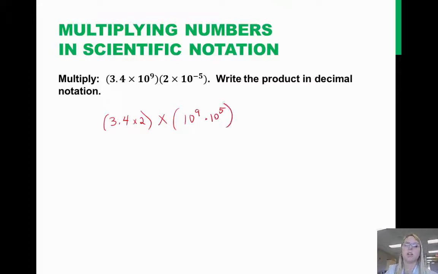So this is where we're going to use our exponent properties that we learned yesterday. So 3.4 times 2 is the same as 6.8. And this will be times 10. And because these are exponents, we're going to add the exponents because they have the same base. So this would be 9 plus a negative 5. It would be 4. So our answer on this one is 6.8 times 10 to the 4th.